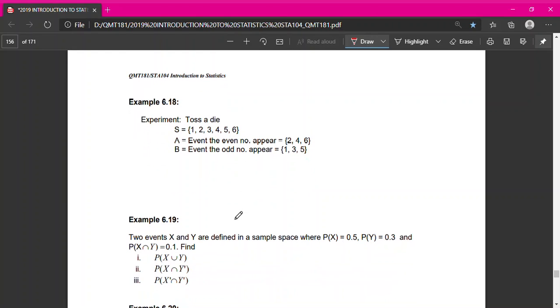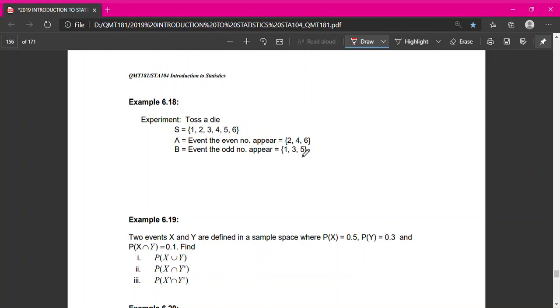Okay, yang ni toss a die. Macam tadi juga saya cerita tadi lah. When we toss a die, dia punya sample space 1, 2, 3, 4, 5, 6. Event A adalah event 2, 4, 6 appear. And event B, event the odd number appear. Event A adalah even number, so 2, 4, 6. Event B adalah odd number, which is 1, 3, 5.